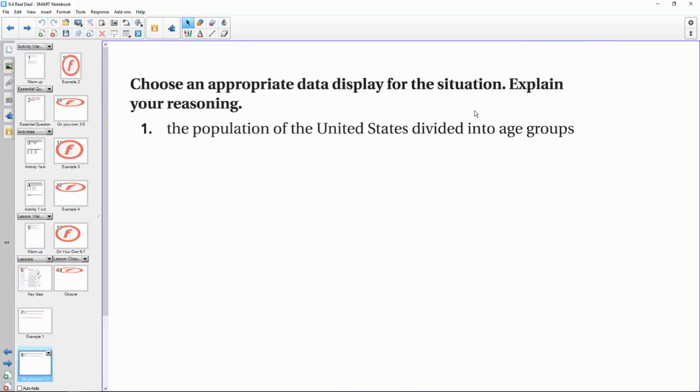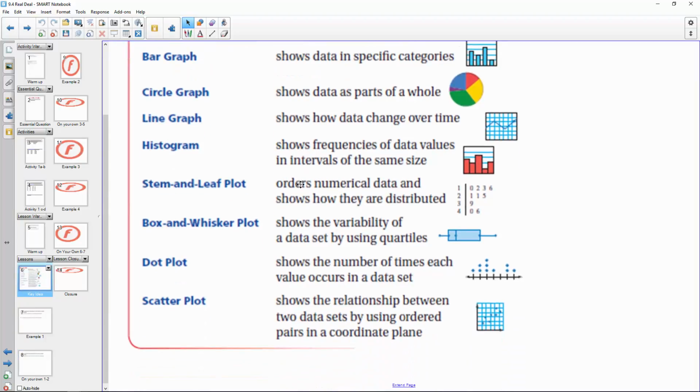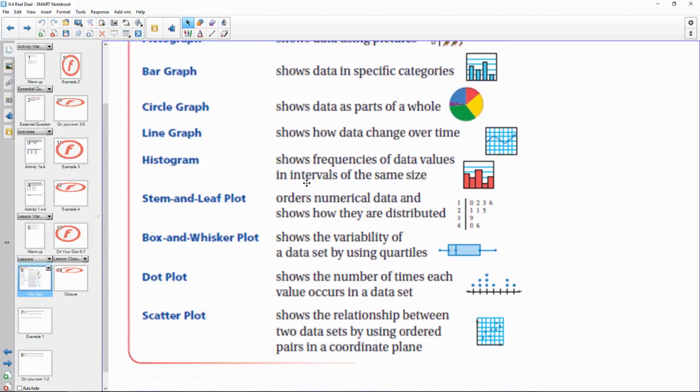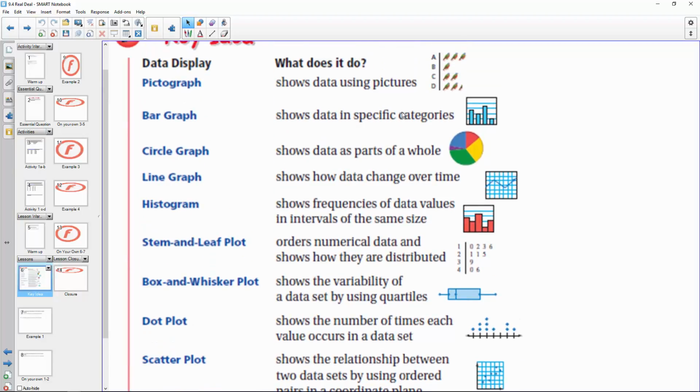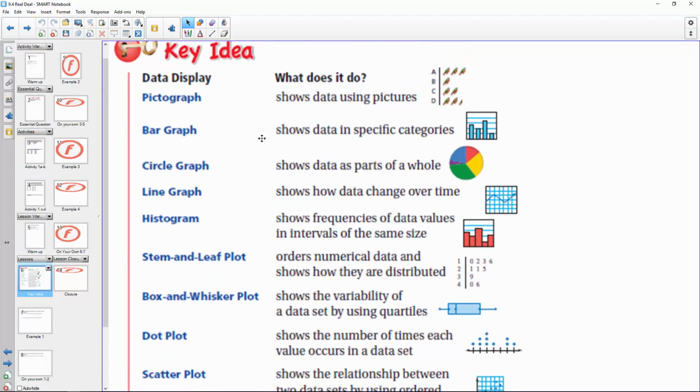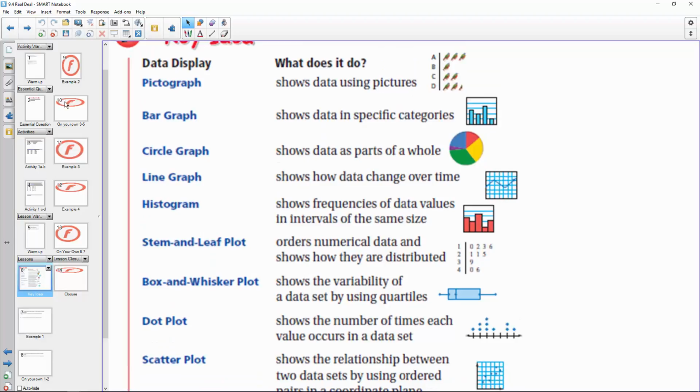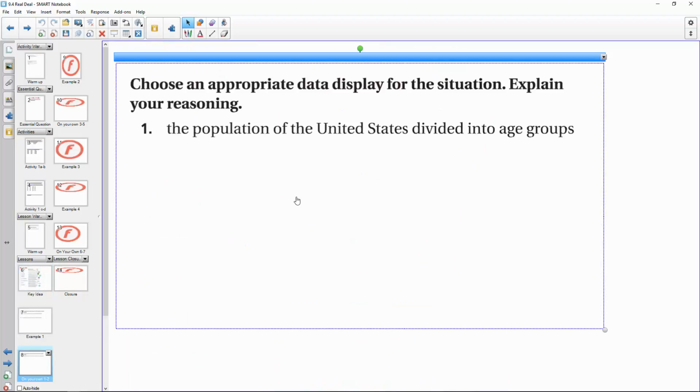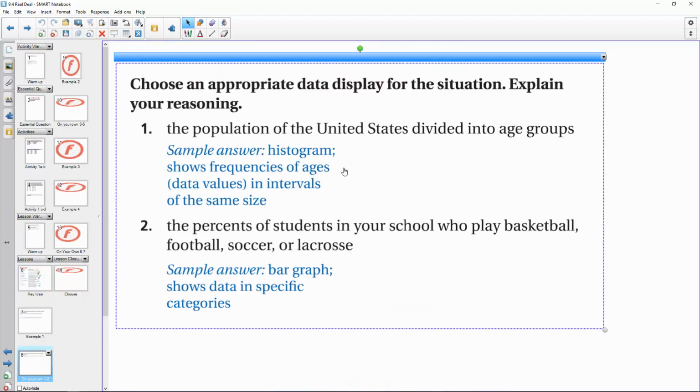Next one here is choose an appropriate one for this one. So the population of the United States divided into age groups. Well, what would be a good one of these to do, if I'm dividing by age groups? So maybe a bar graph would be a good one, right? So I have histograms, bar graphs, same interval.